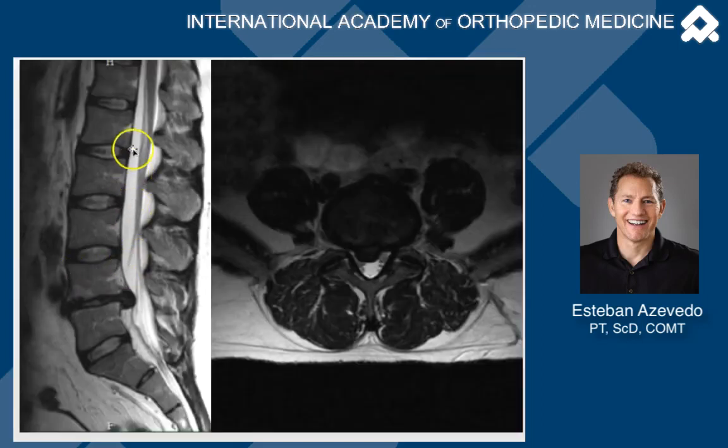Here's an MRI that shows a disc prolapse. So it's a very large disc bulge. You see this black stripe here is the posterior longitudinal ligament. And here on the axial view, you see a disc bulge coming in and compressing the thecal sac a bit.